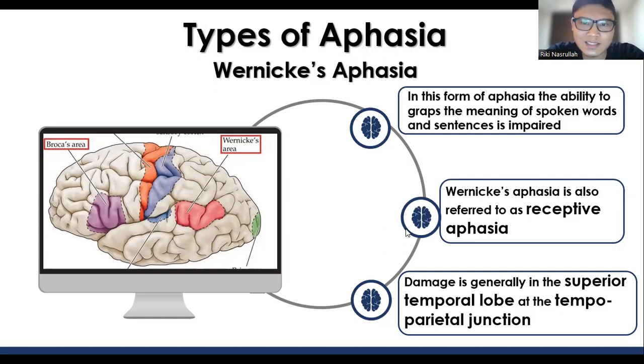So this is an inability to understand spoken language, and again, often some inability to understand written language, which we refer to as alexia. This is Wernicke's aphasia.